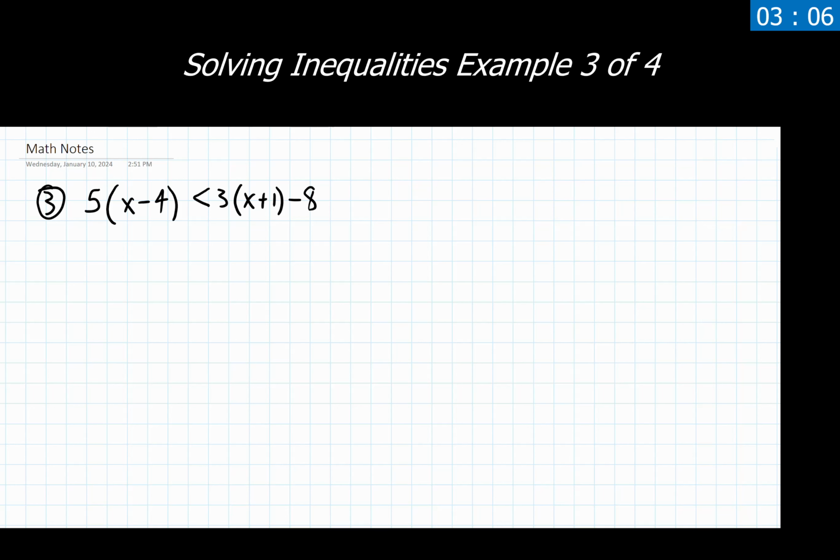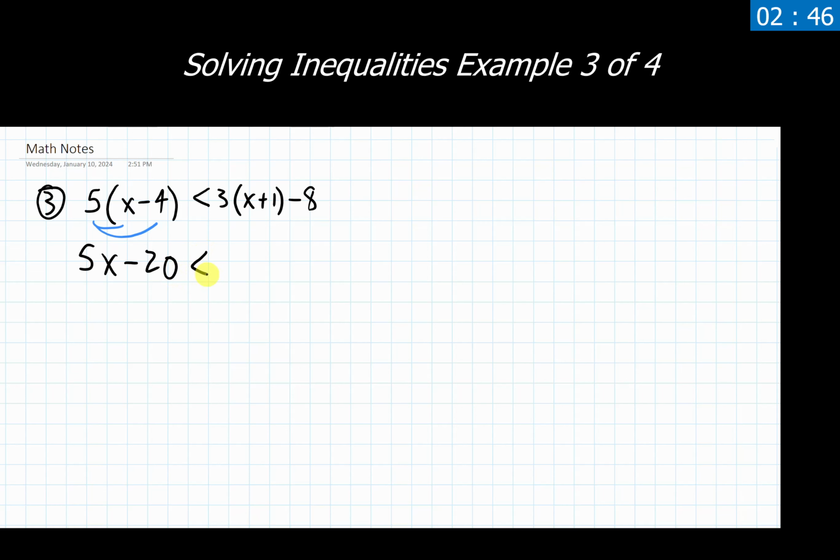So again, using our process that we learned in the 2.1 through 2.3 material, I should say, we're simplifying each side of the inequality individually. So this 5 is going to distribute through to everything on the left side here. So I'm going to end up getting 5x minus 20.